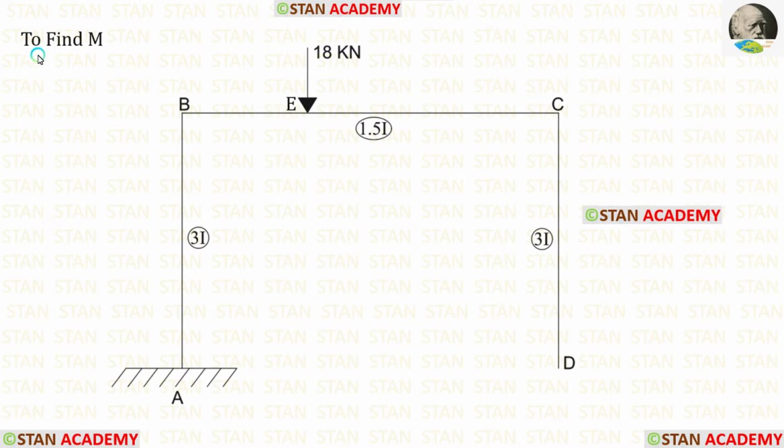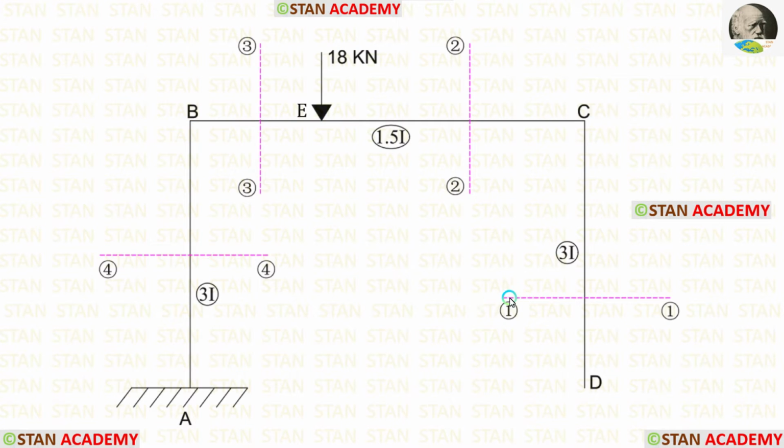First, let us find the moment m. For finding the moment, we have to make sections. In this frame, there are 4 different parts: DC, CE, EB, and BA. So we have to make 4 sections. I have made the first section in DC, the second section in CE, the third section in EB, and the fourth section in BA.